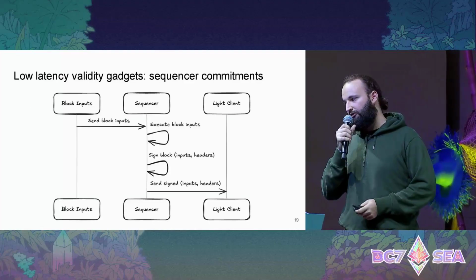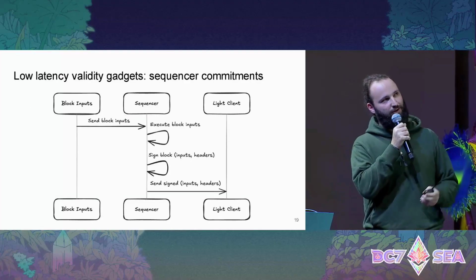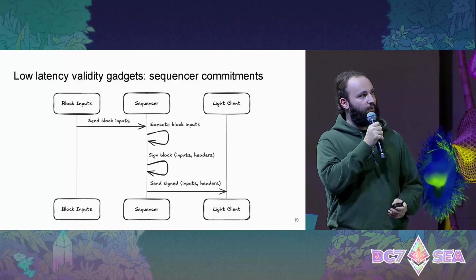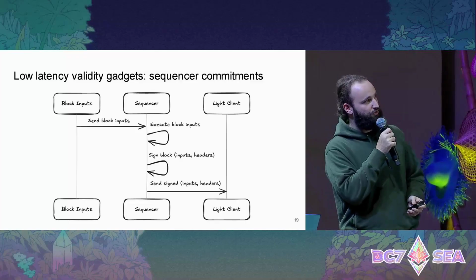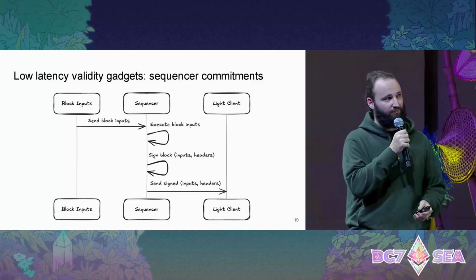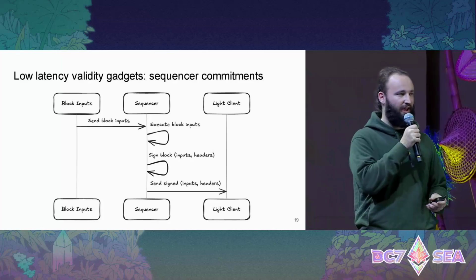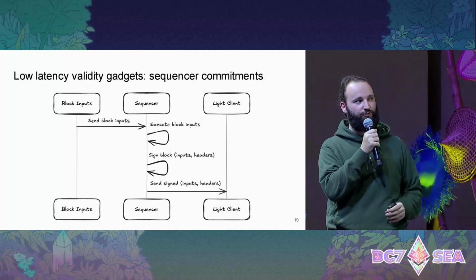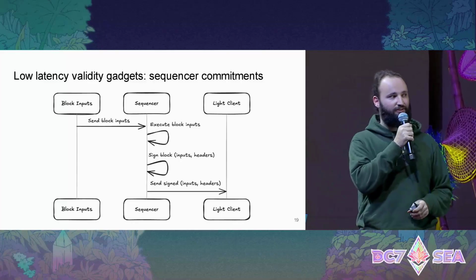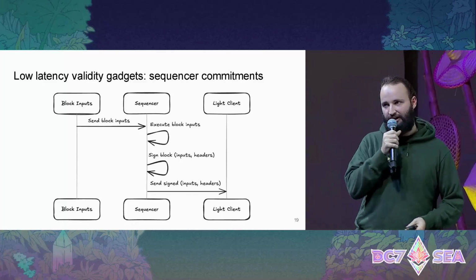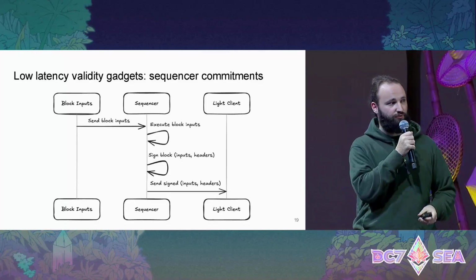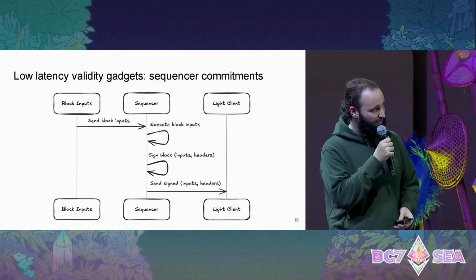And the first one is sequencer commitments. This is basically the same as what we talked about in the sequencer commitment version of the irreversibility gadget. But in this, the sequencer receives some block inputs. It executes them, and only once it's executed, it signs the input, comma, header tuple, and then sends that signed tuple over to the light client. The light client checks that it is the inputs it expects, and then trusts the headers as valid.